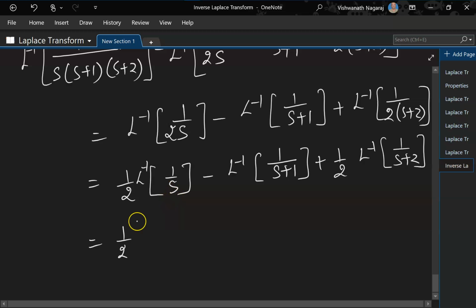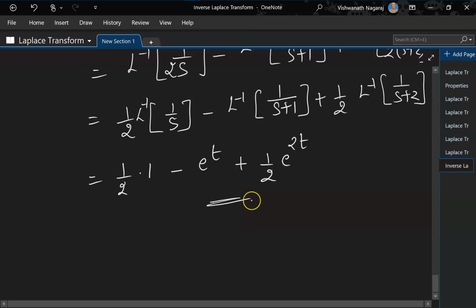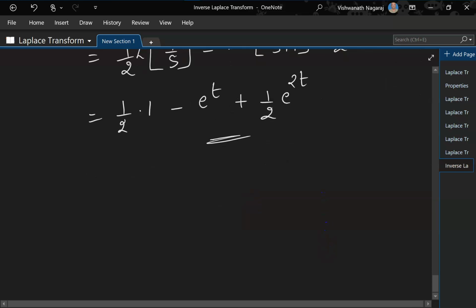Now 1 by s is the Laplace transform of which function? 1. Minus 1 by s plus 1 is the Laplace transform of which one? e to the power of t. Plus 1 by 2, and this is the Laplace transform of e to the power of 2t. Yes. Now, what you should do is you should keep the table, right?